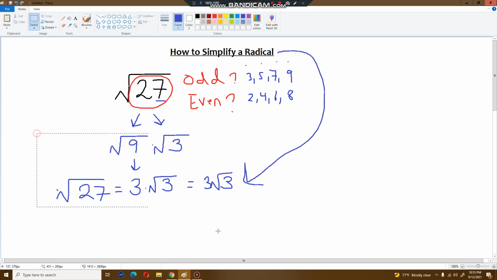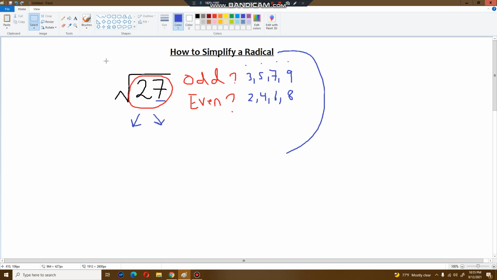Let me show you another example. Take this all out, delete it. Let's try another example. Let's try a bigger number. Let's try, how about the square root of 175? Again, first thing kids should do, take a look at the number 175 and ask, is this an odd number or is it an even number?